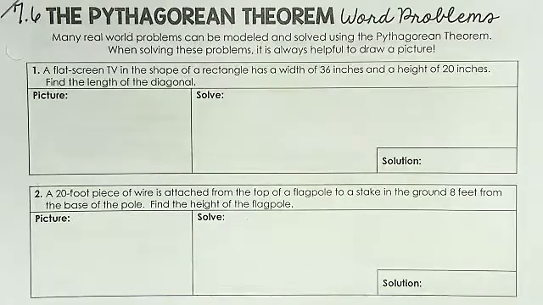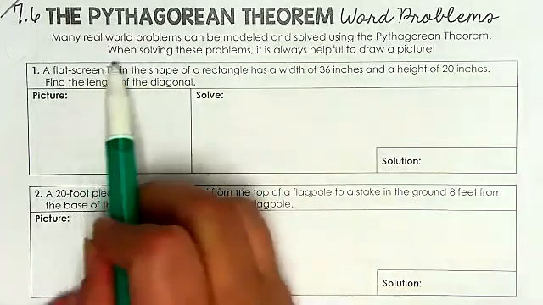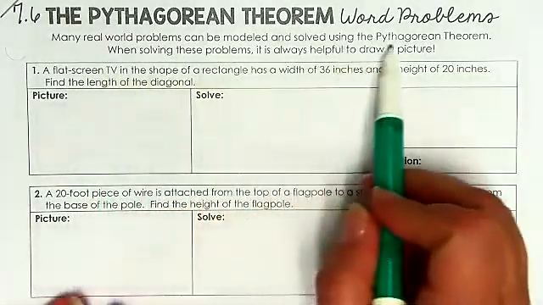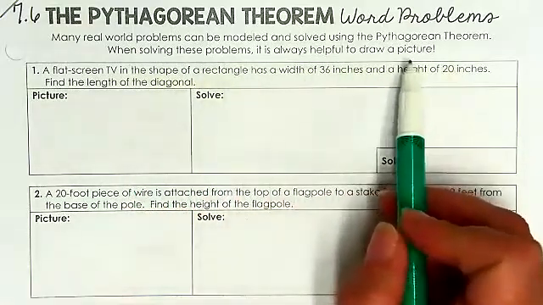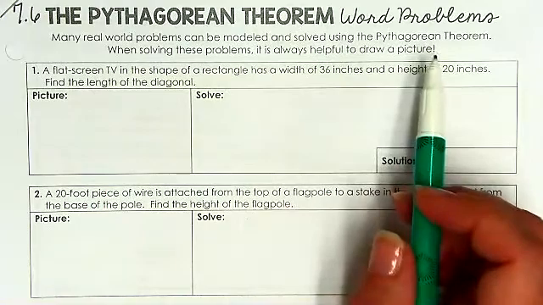Hey, and today we do the second part of the Pythagorean theorem where we're using word problems. Okay, so first thing we want to do, we read the directions first, actually. Many real world problems can be modeled and solved using the Pythagorean theorem. When solving these problems, it is always helpful to draw a picture. I can't stress that enough to you.